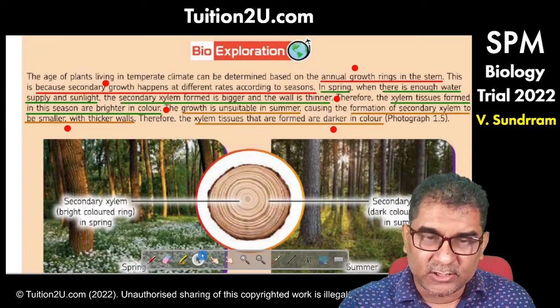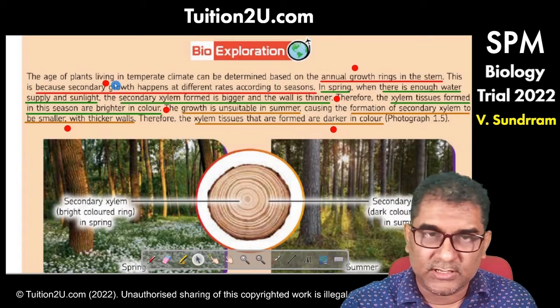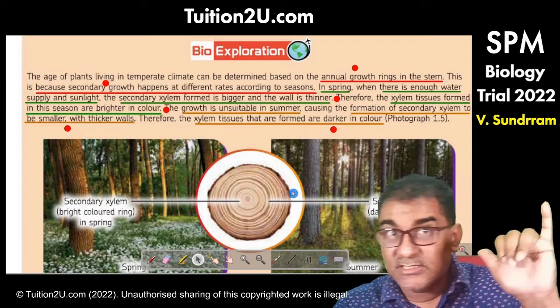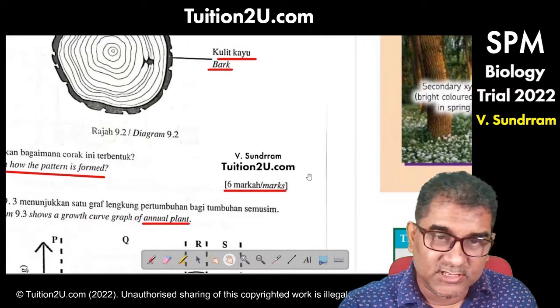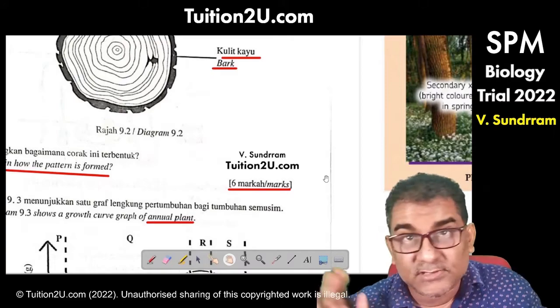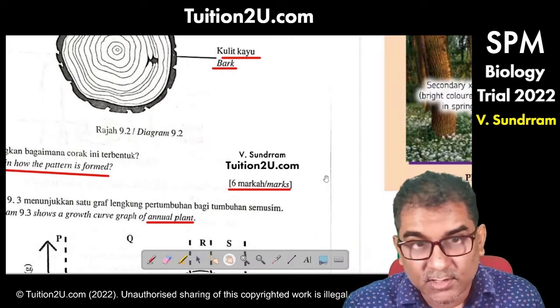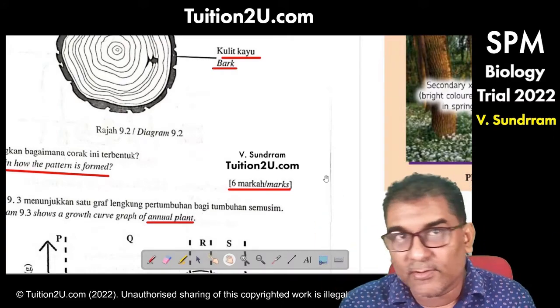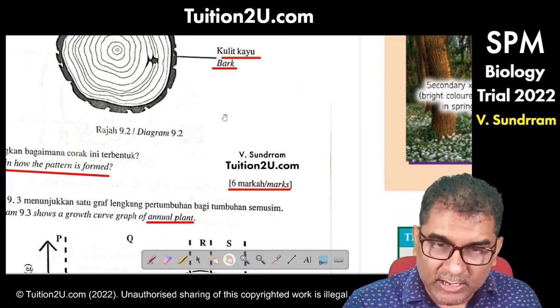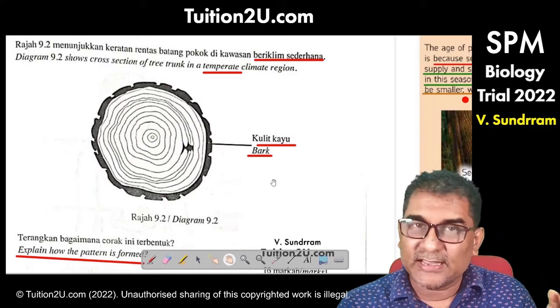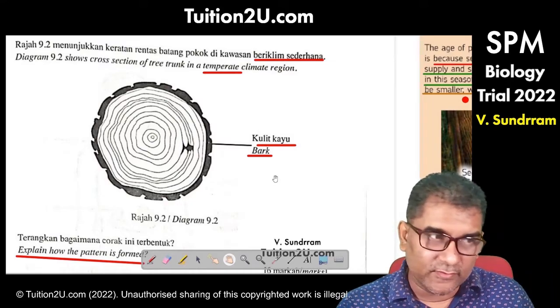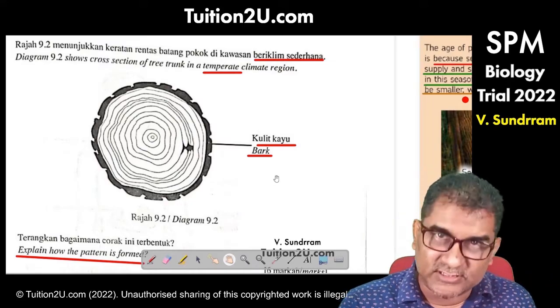So how many red dots do I have? 1, 2, 3, 4, 5, 6. 6 points. What do you have in here? 6 points. Ta-da! That is the answer. So directly from the textbook. All you have to do is mention this is secondary xylem formation, follows different rate in different season.